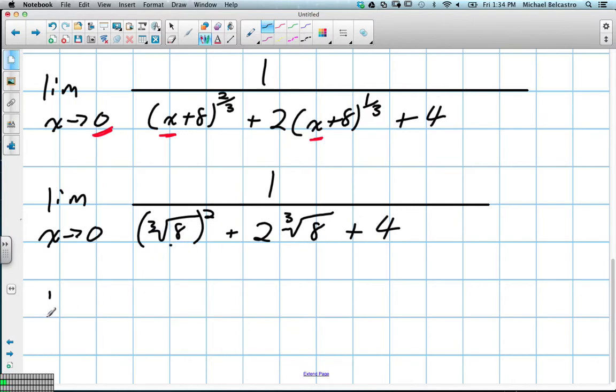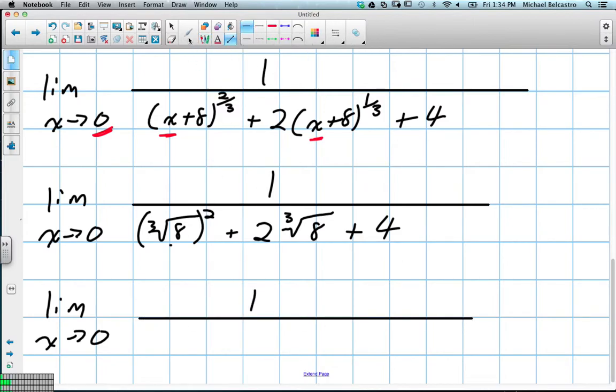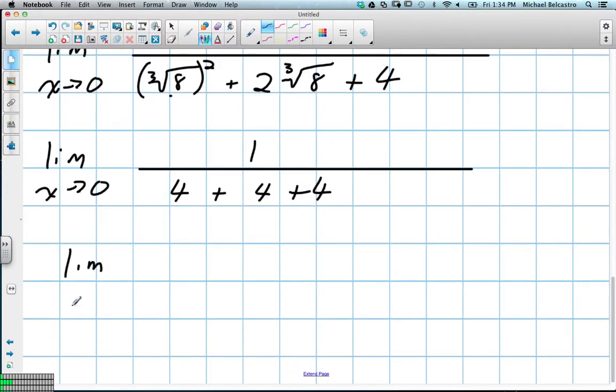These on the bottom are limit as x approaches 0. We'll still have 1 over. The cubed root of 8 is 2. 2 squared will give us 4. Cubed root of 8 is 2. 2 times 4 again, and 4 one more time. So our limit as x approaches 0 in this question is 1 over 12.